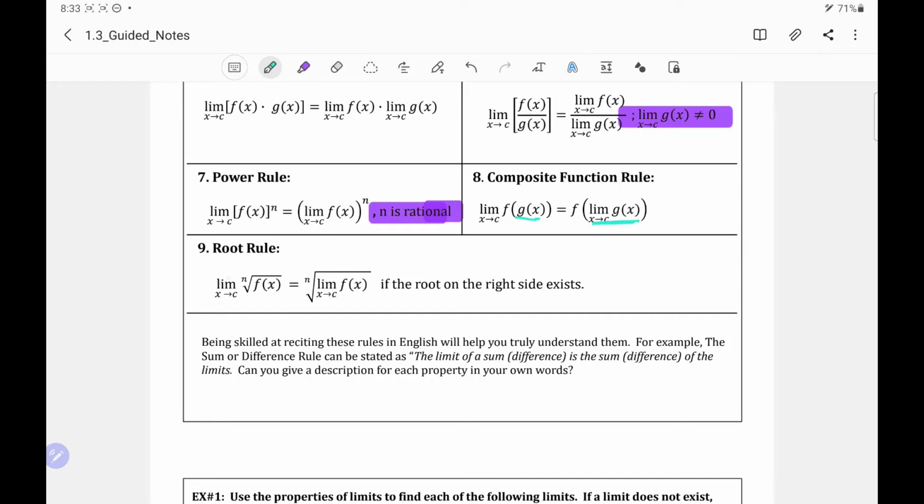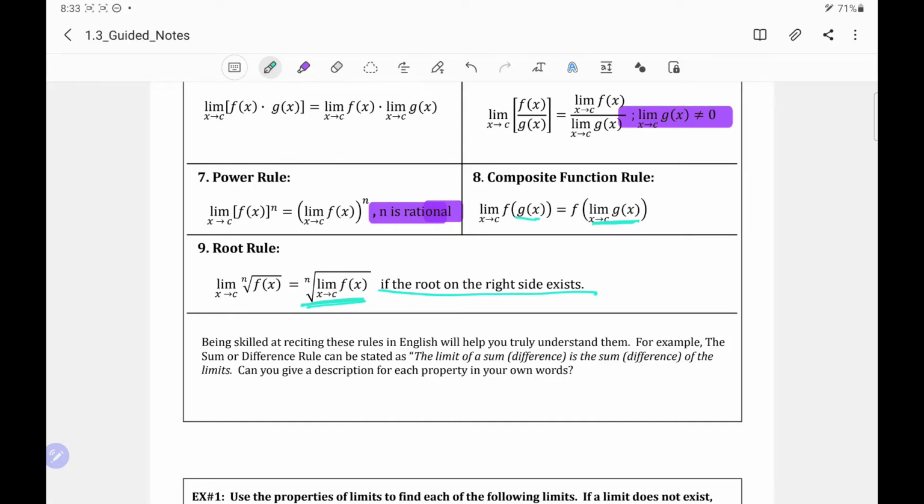Okay, so we're taking the limit of the nth root of f of x. That is the same as the nth root of the limit of f of x, if the root on the right side exists. Remember, you've got left and right, so this is the right side. If this limit exists, you can take the nth root of it after you found the limit.